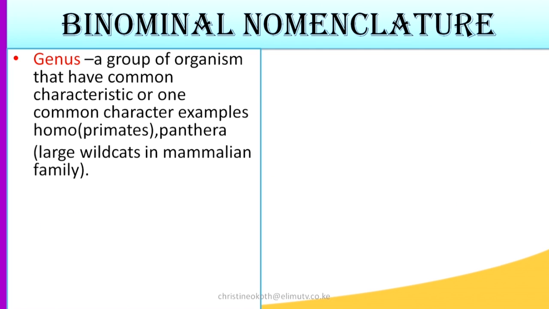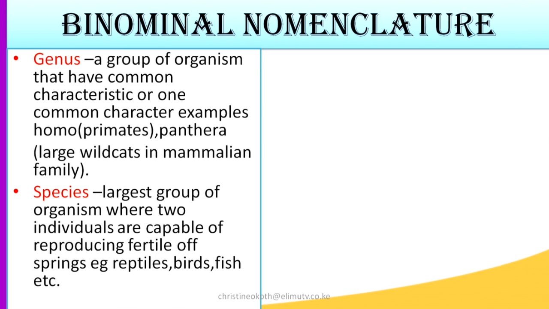For example, Homo is a genus. If you take an organism that has the genus Homo, it means these are the primates, like human beings, we find ourselves in that. Then we have another example of a genus, Panthera. Panthera is a genus of large wild cats in the mammalian family. For example, we have the jaguar and the lions. All of these fall under the genus we call Panthera.